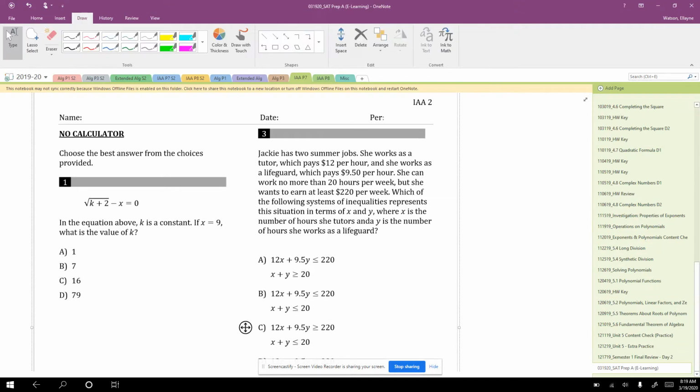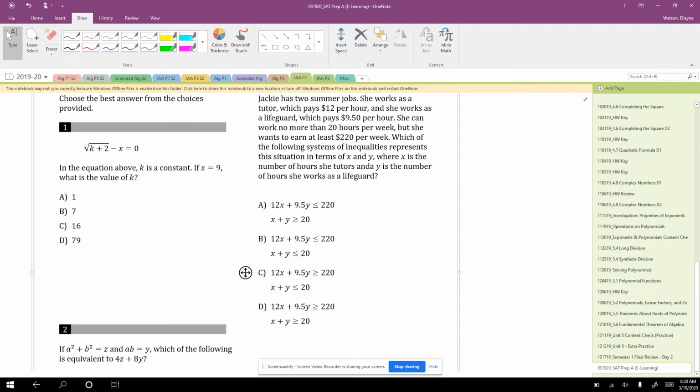Okay, so I'm going to go over these questions for this SAT prep. At this point, you've already done these questions, and now we're just looking at the work in case you didn't understand something, or if you just want to see perhaps a different way you could do the problem than the way you did it. So these first three are no calculator.